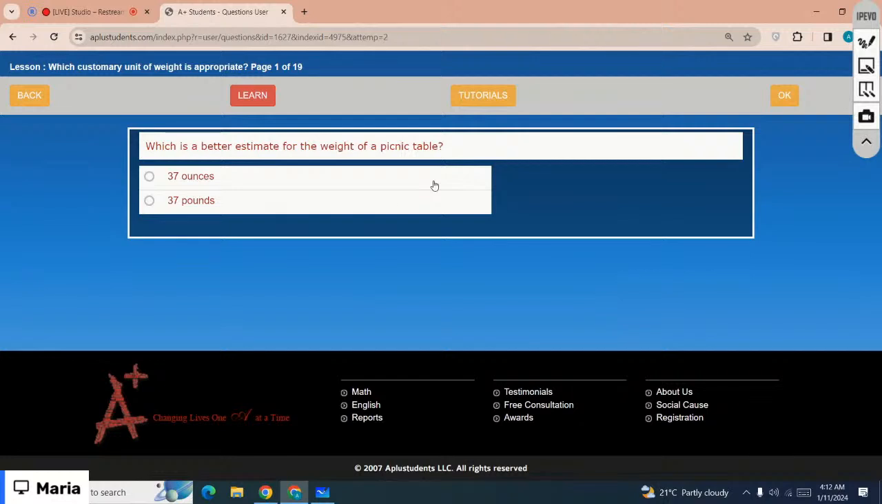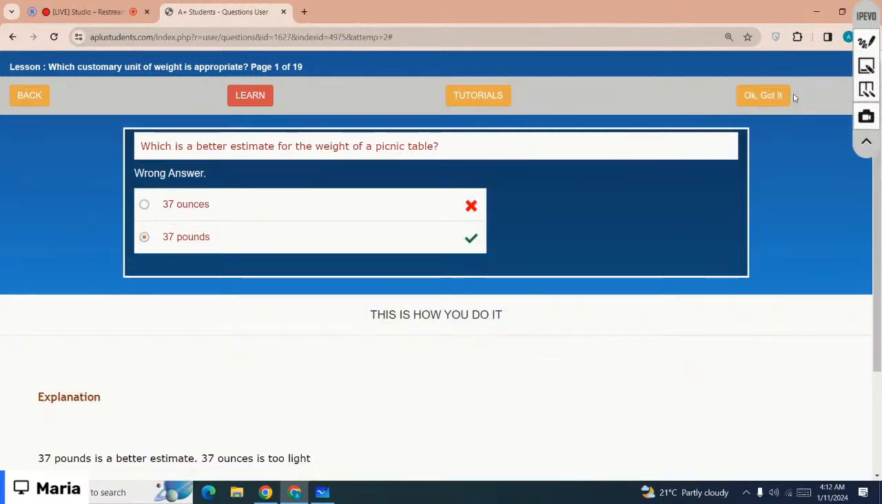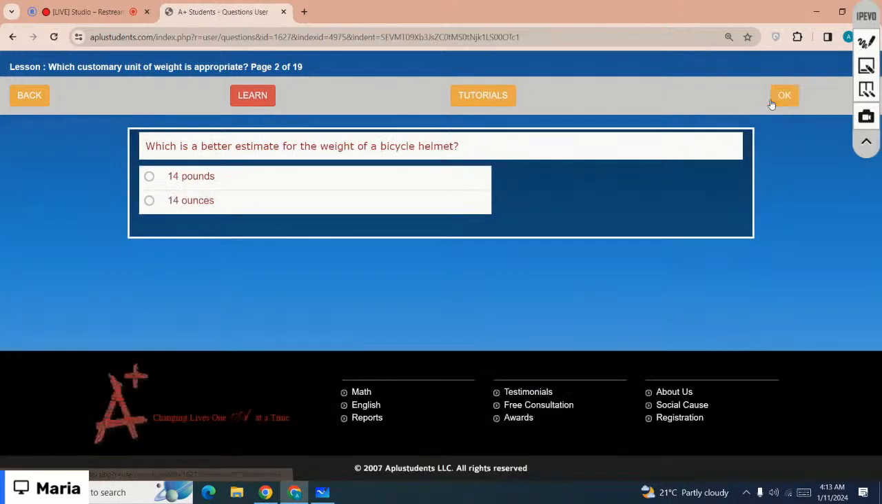Pounds, 37 pounds is a bigger unit, right? For just the weight of a picnic table, 37 pounds is a bigger unit. It must be 37 ounces, right? But that is a picnic table. Yes, I also thought the same, but it is 37 pounds, right? The correct option is 37 pounds. I also thought the same, but it's okay.